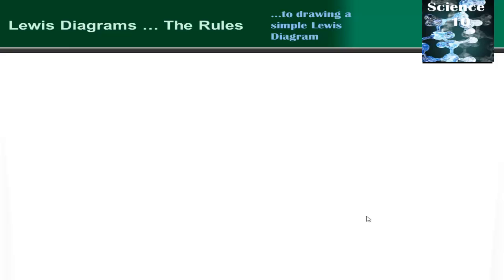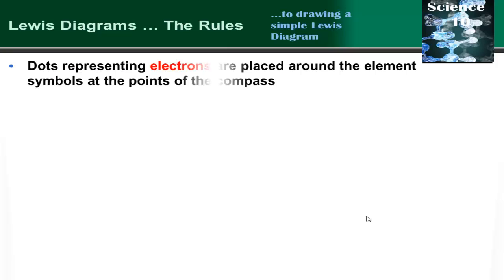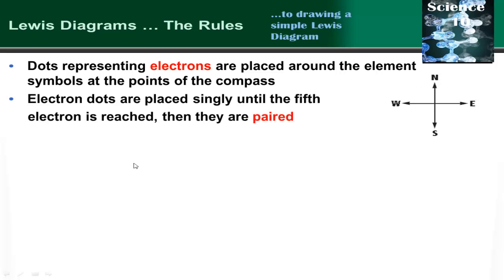So there's rules here. Dots representing electrons in Lewis diagrams are placed around the element symbols at the points of the compass, as I mentioned. North, east, south, then west. One electron there, then one there, one there, one there, and then you begin to double up. Electron dots are placed singly until the fifth electron is reached, and then they are paired.